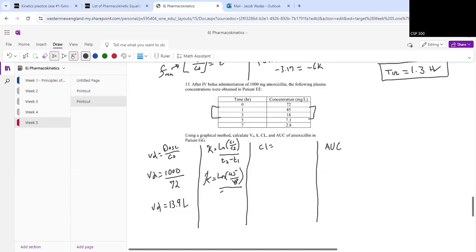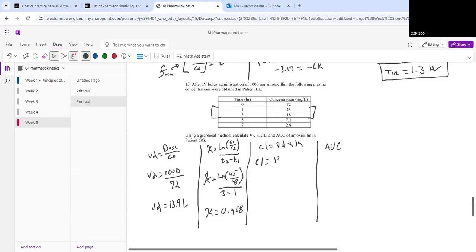Perfect. Now we can calculate the clearance using the equation. Did you guys find the clearance? What is it? VD times K. 6.4. 6.4, 6.5 is correct, yes.